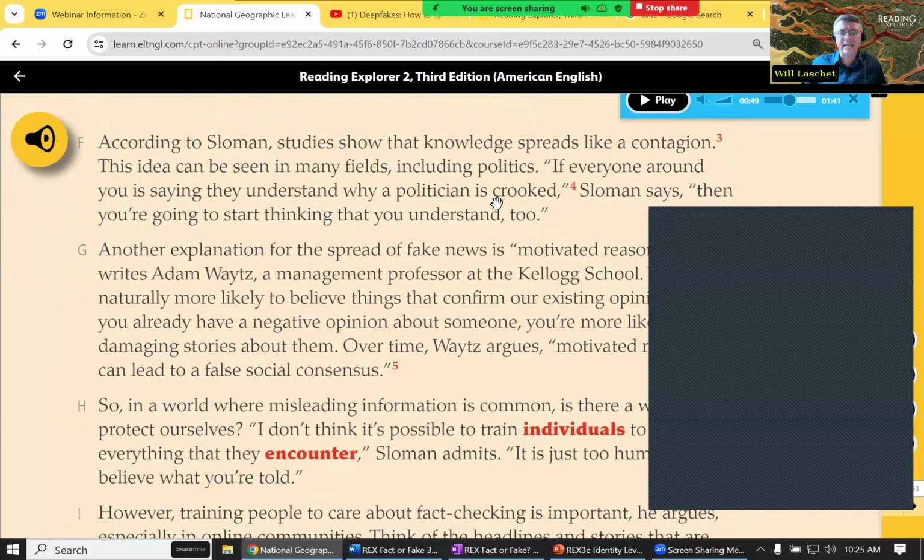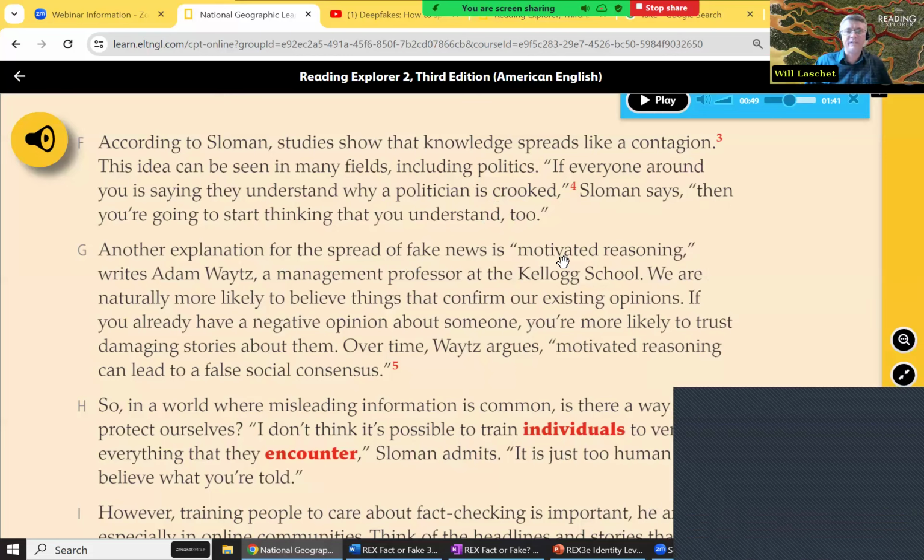So what this is saying here is that if people around you say something, if everyone's saying it, then we believe it as well, okay? If everyone says they don't believe it, then we are less likely to believe it. We will say we don't believe it. So we believe what everyone else is saying, basically. So it says here, if everyone around you is saying they understand why a politician is crooked, that means they're a cheat or a liar. So if everyone says, yes, that guy is a liar, then you are more likely to believe that that guy is a liar as well. Okay, interesting. How about paragraph G?